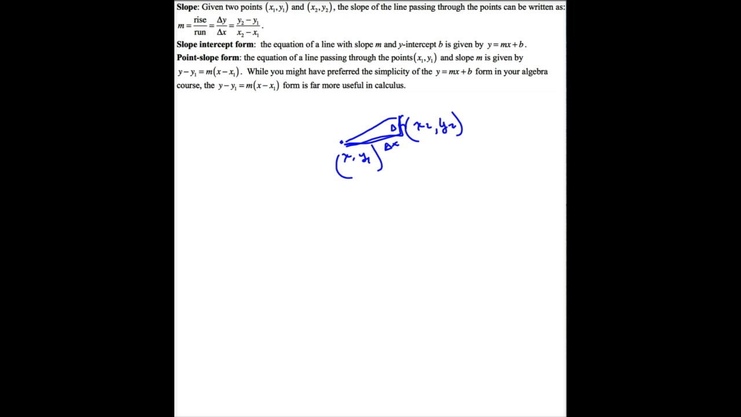The slope-intercept form of the line is very useful. y is mx plus b, because we can read off the slope and the y-intercept. However, the most useful form of the equation is the point-slope form for what we're doing in calculus. And that is y minus y1 is m times x minus x1.